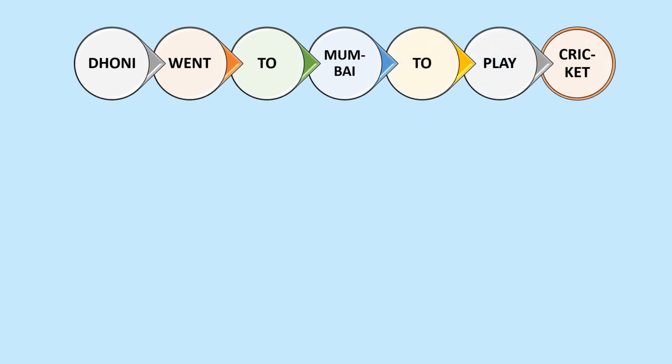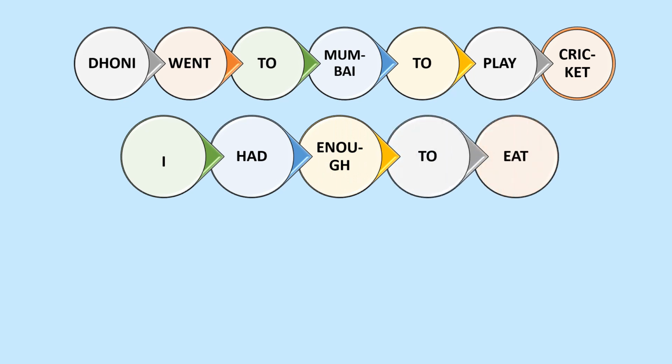Dhoni went to Mumbai to play cricket. I had enough to eat. Now, if I ask you what is the verb in these sentences, immediately some of you will say to play and the second one to eat. But to play and to eat are not the verbs here. They are not the root or the finite verbs. Went is the finite verb and had is the finite verb here.